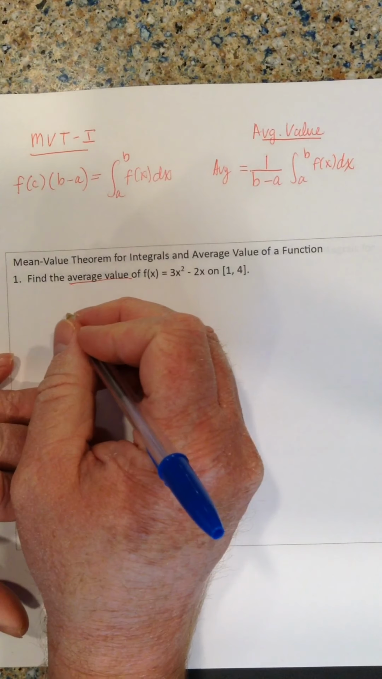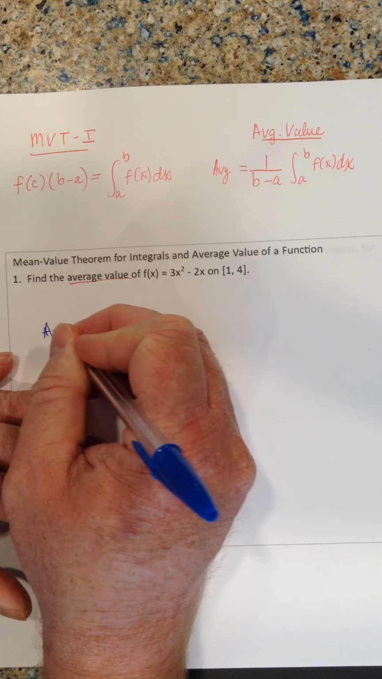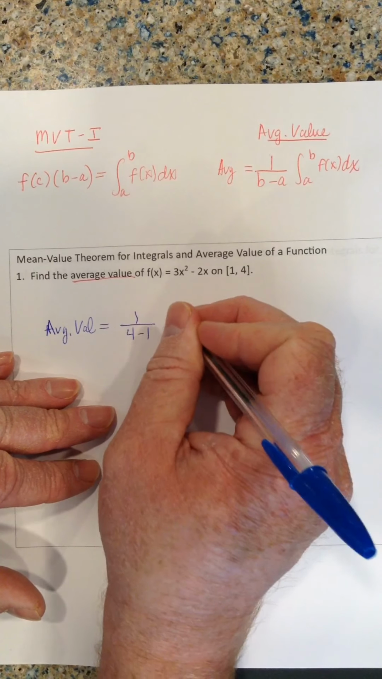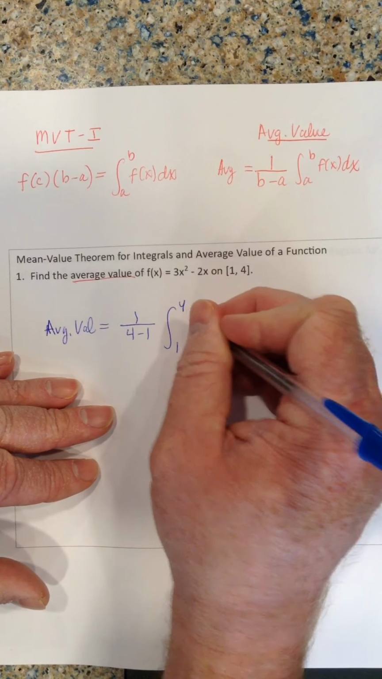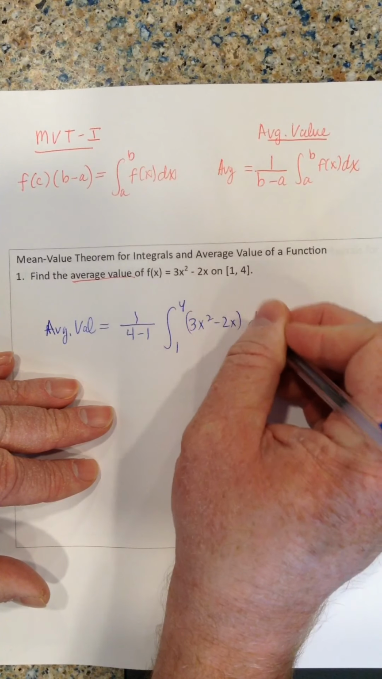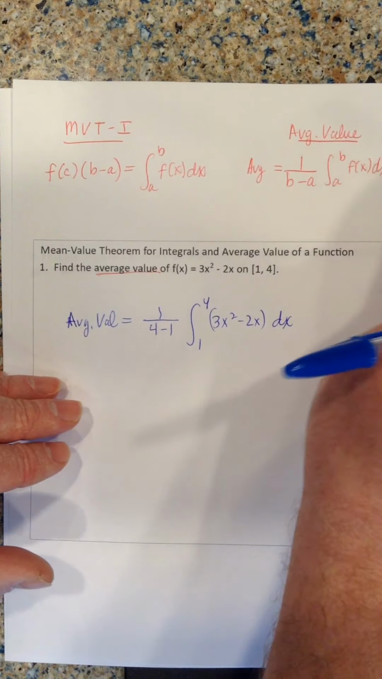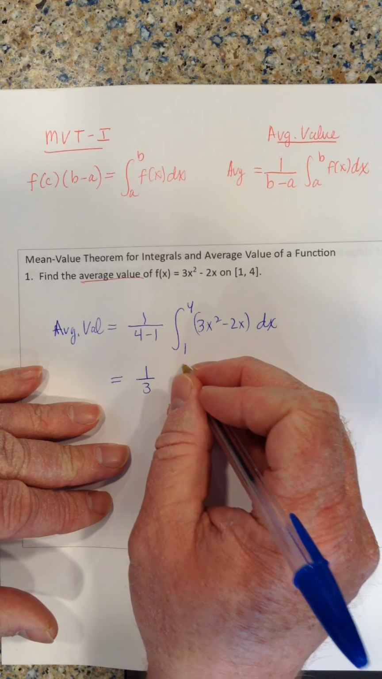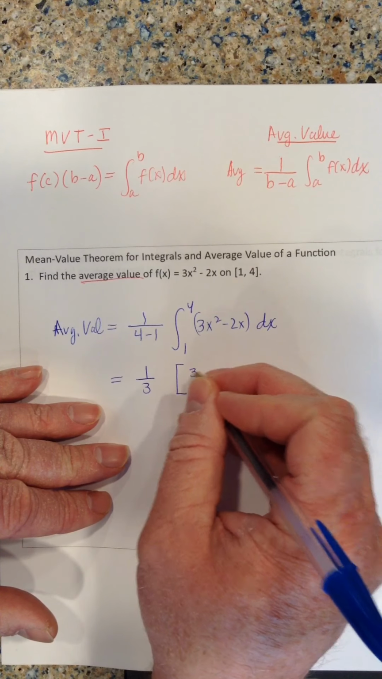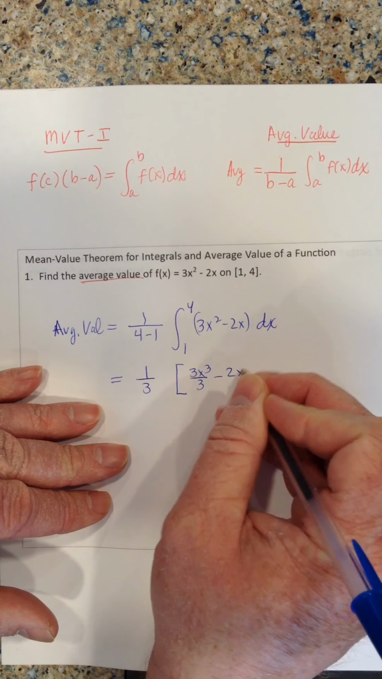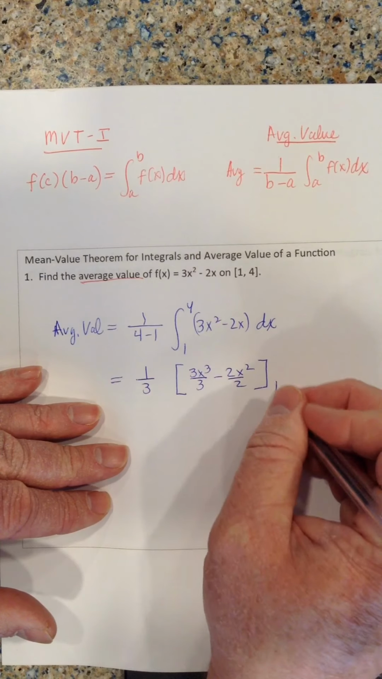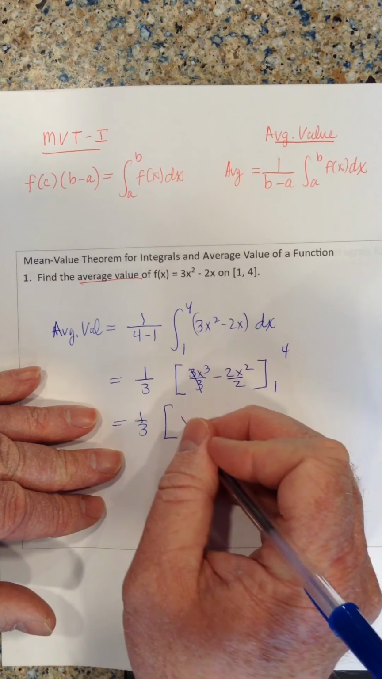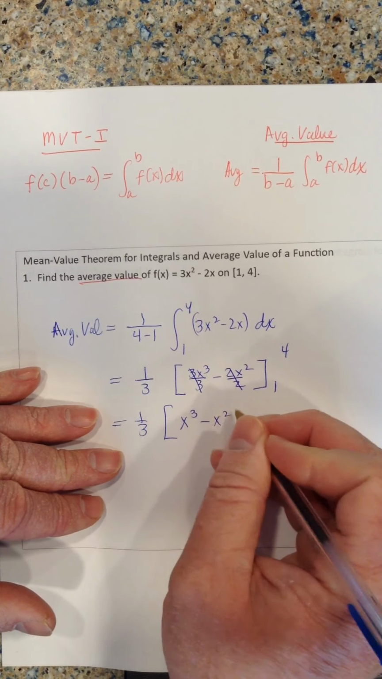Okay? So I'm going to do average value equals 1 over b minus a, so 1 over 4 minus 1, integral from 1 to 4. So let's see, simplify that. I get 1/3. Take the integral. I get 3x cubed over 3 minus 2x squared over 2. That's the antiderivative, evaluated from 1 to 4. So I get 1/3. I'm going to simplify that. 3 divided by 3 is 1. 2 divided by 2 is 1.